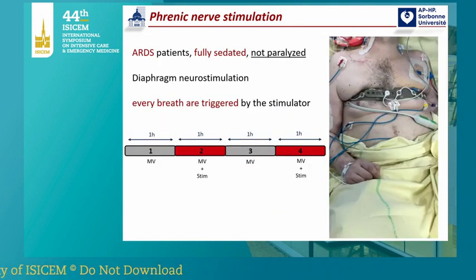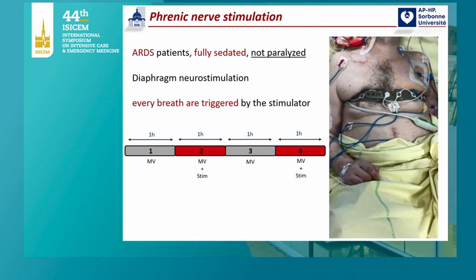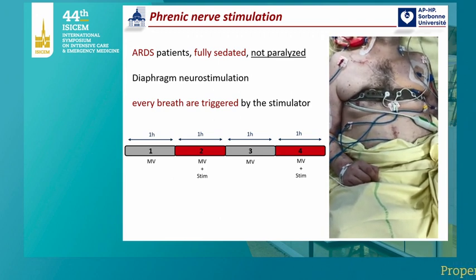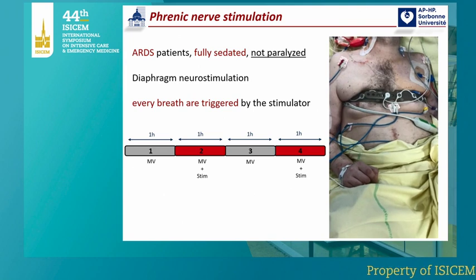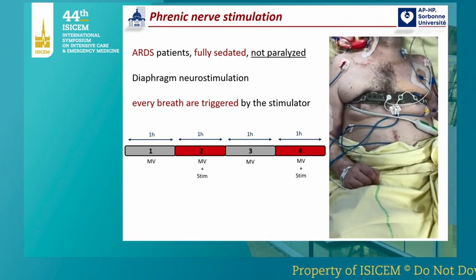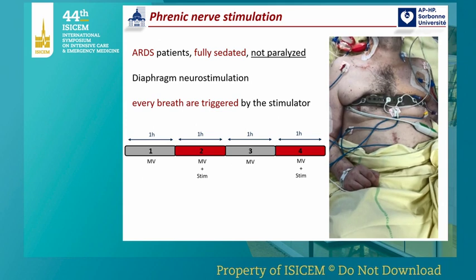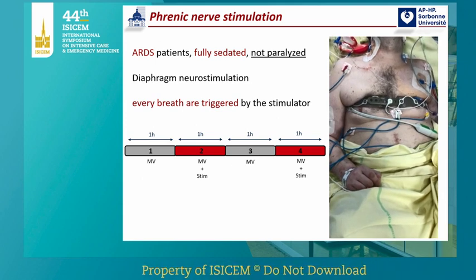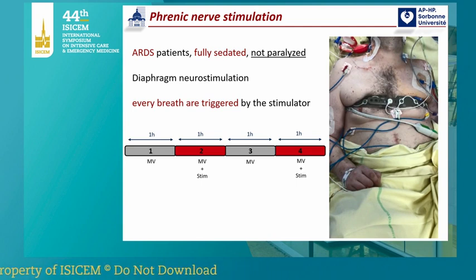So this is a study that we have conducted with Thiago Bassi when he was in Paris, in an ARDS patient. So you can see on the movie a patient that is equipped with phrenic nerve stimulation. You can see the contraction generated by the phrenic nerve stimulation with a kind of hiccup. And we conducted this study in 4 steps: 1 hour of mechanical ventilation, 1 hour of mechanical ventilation plus stimulation, and then 2 control, MV only, and again mechanical ventilation plus stimulation. So here, all breaths were triggered by the stimulator.